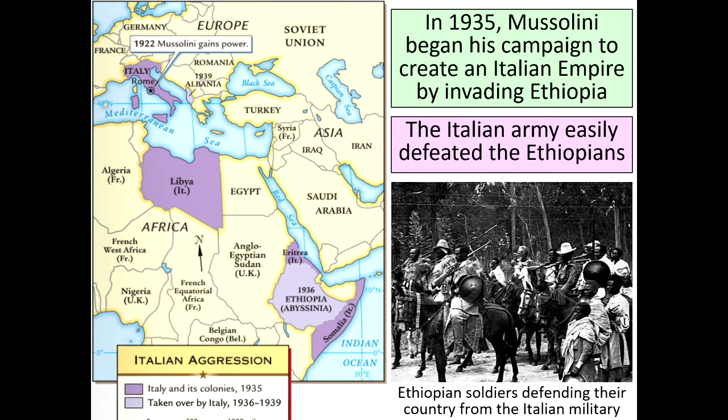In 1935, over in Italy, Mussolini began his campaign to create an Italian empire by invading Ethiopia. The Italian army easily defeated the Ethiopians.